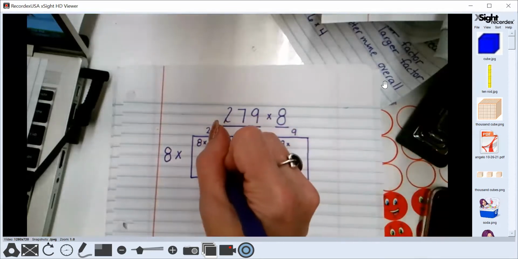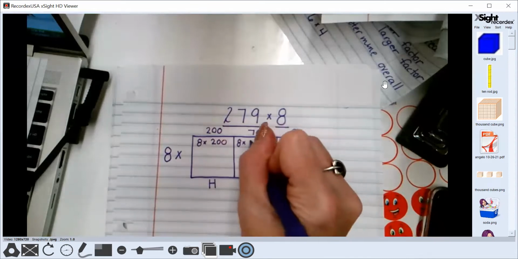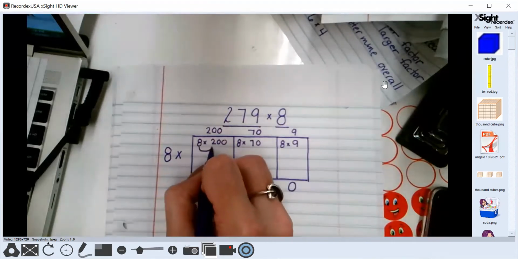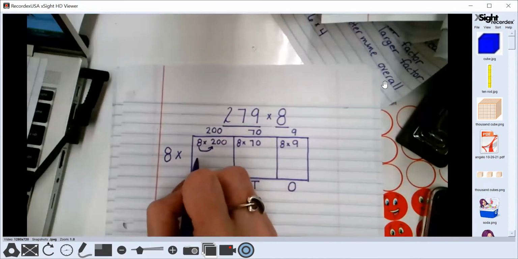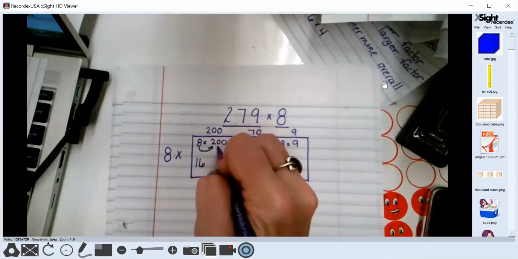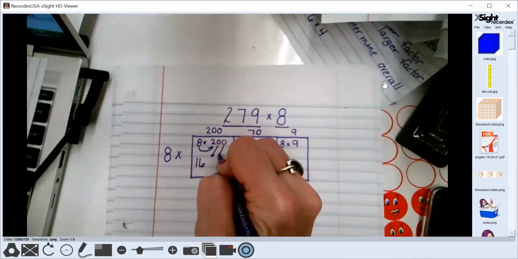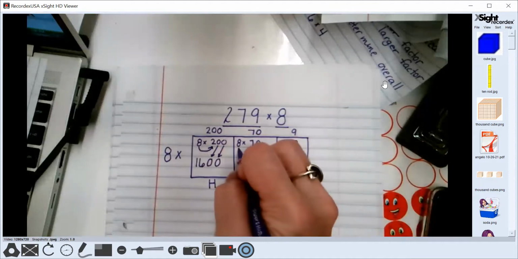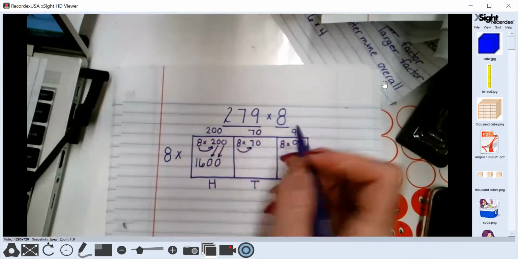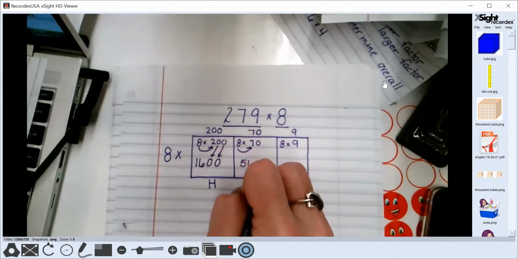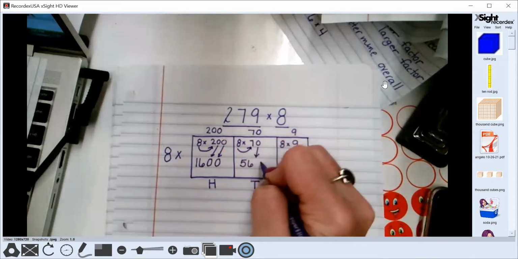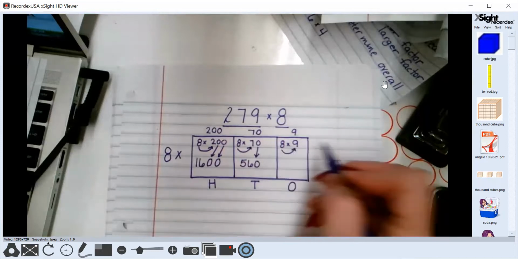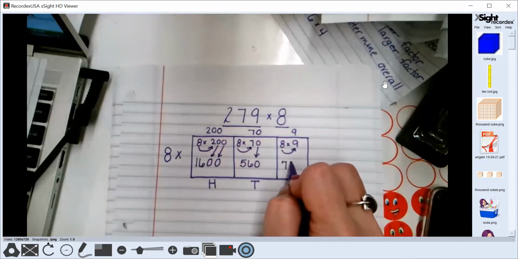So now I write the number that's above it, 279. All right. 8 times 2 is 16. And there are 2 place value zeros, so I'm going to bring those down. Now I have 8 times 7, which is 56. And there's 1 place value 0, so I'll bring it down. And then I have 8 times 9, which is 72.